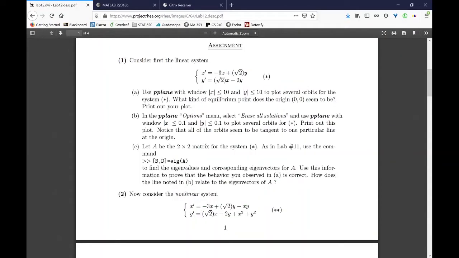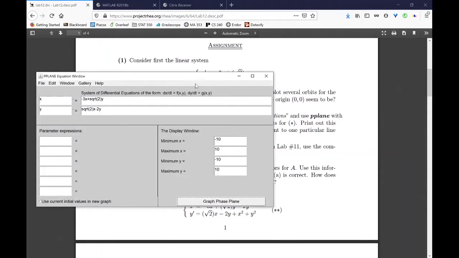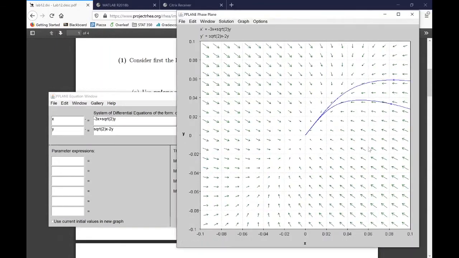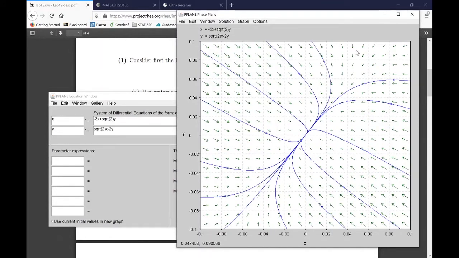Now, for B, in the p-plane options menu, select erase all solutions and use p-plane with window absolute value of x less than or equal to 0.1 and y less than or equal to 0.1 to plot several orbits. Okay, so we don't actually need to erase all solutions, we just change the values here, and graph it. And we should see that it still is a sink.